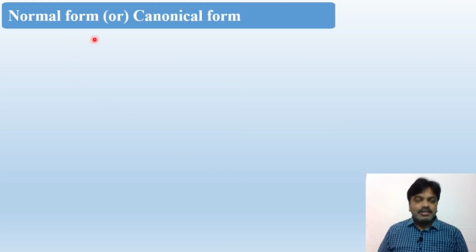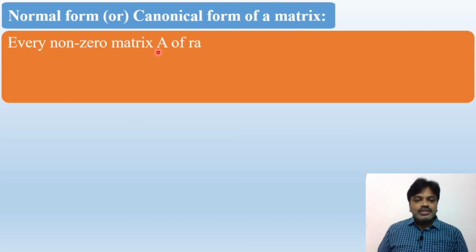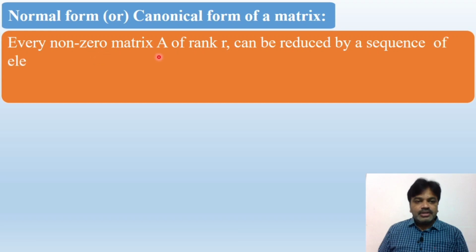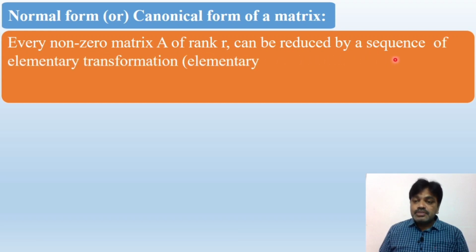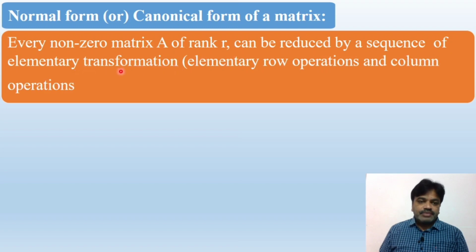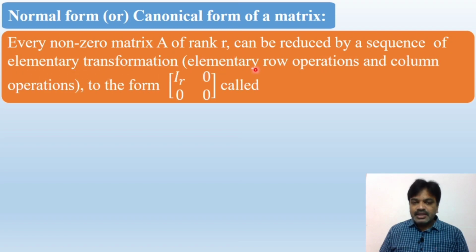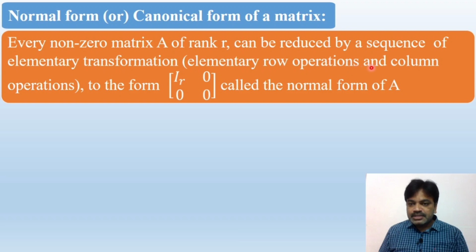Let us see the concept of normal form, or canonical form of a matrix. Every non-zero matrix A of rank r can be reduced by a sequence of elementary transformations, that is, elementary row operations and column operations, please remember, we apply both, on A, to the form [I_r 0; 0 0]. This form is called the normal form of A.